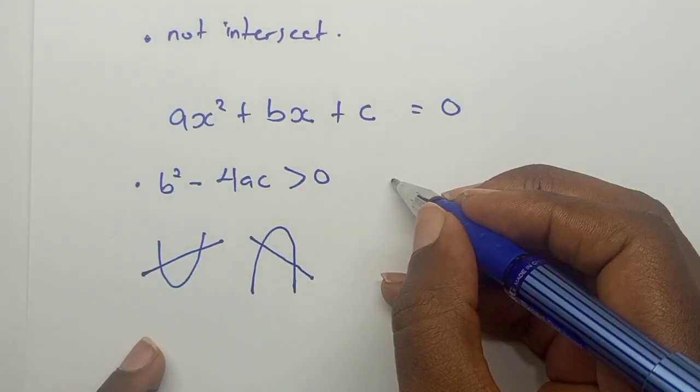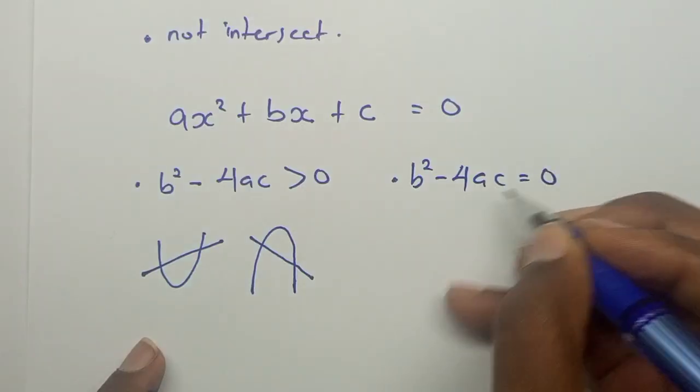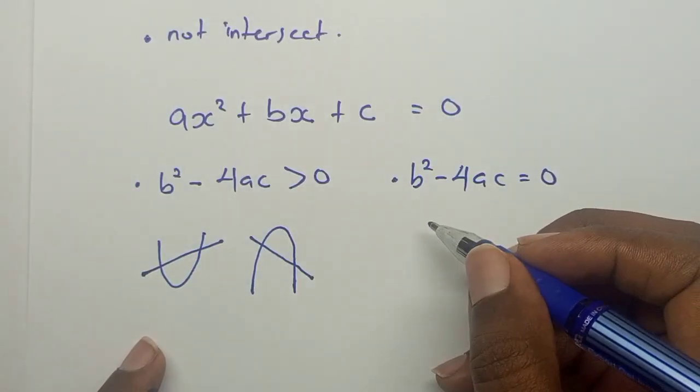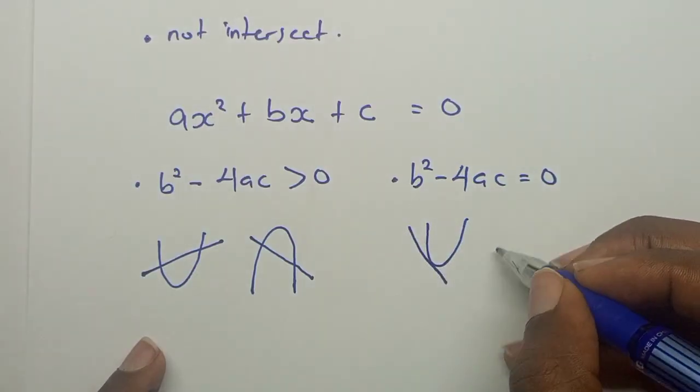Then where the discriminant is equal to 0, here we will have one real solution, so the graph will be something like this.